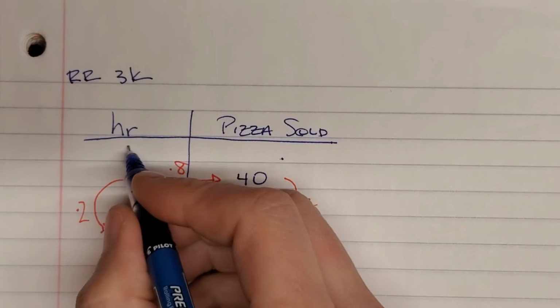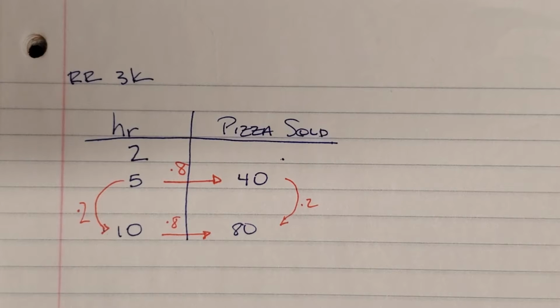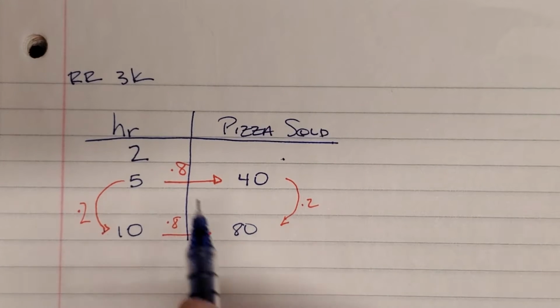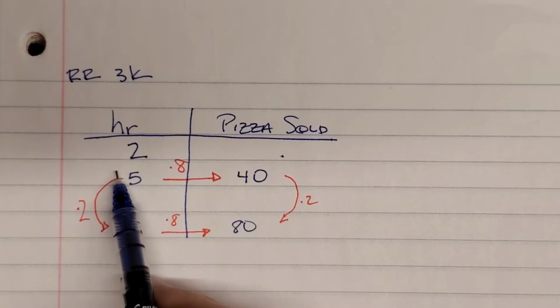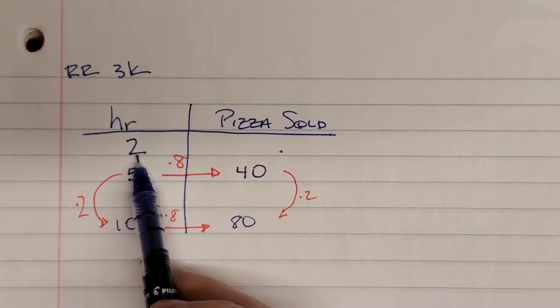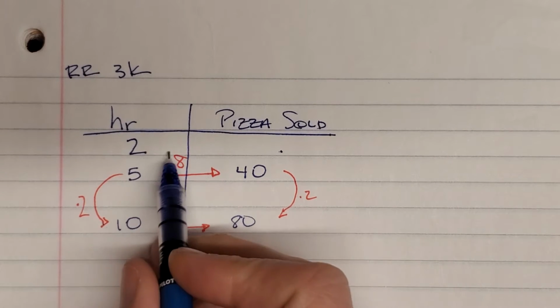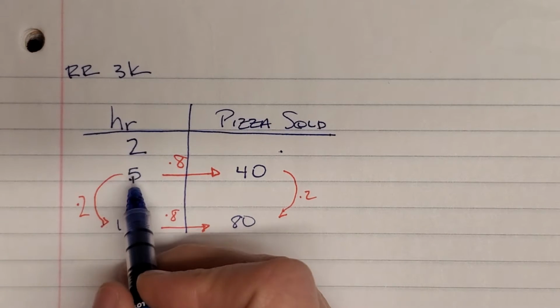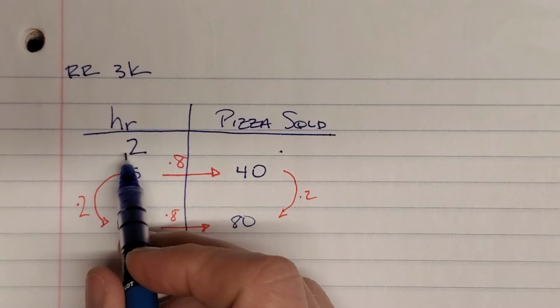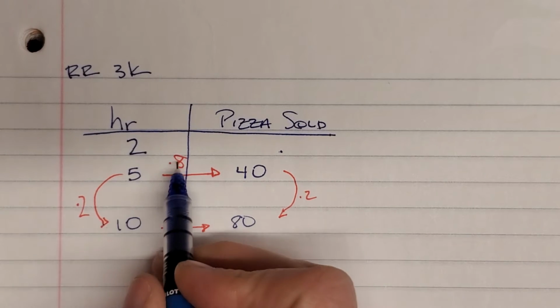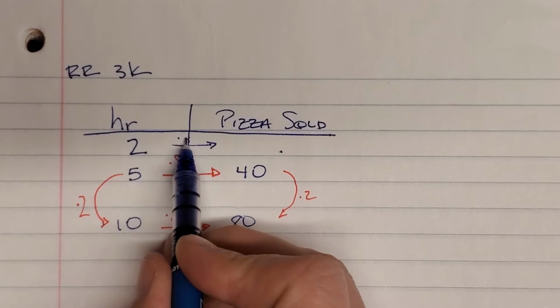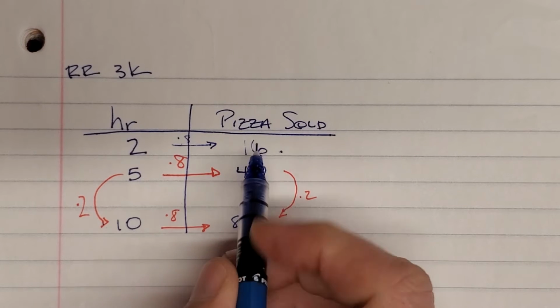So let's say 2 hours. How many pizzas do they sell? Oh gosh, Miss D. 5 divided by 2 is 2.5. That's not 2. That's too hard. But look at this one. Don't do your vertical relationship if they don't work easily together. Do a horizontal. Let's just times by 8. 2 times 8, 16.